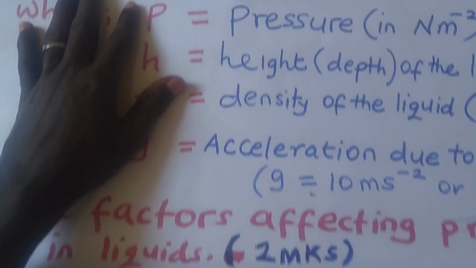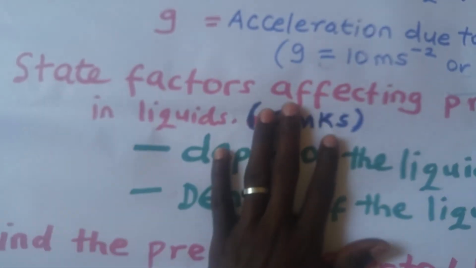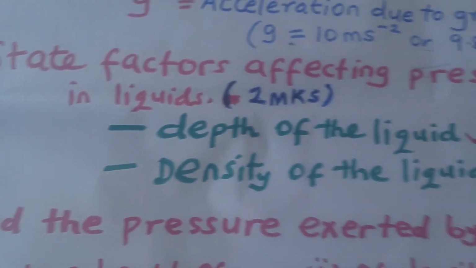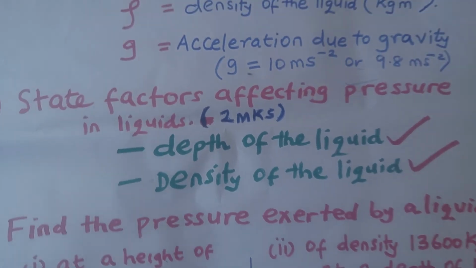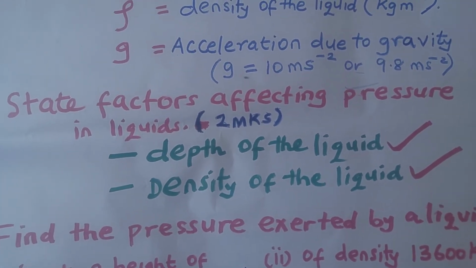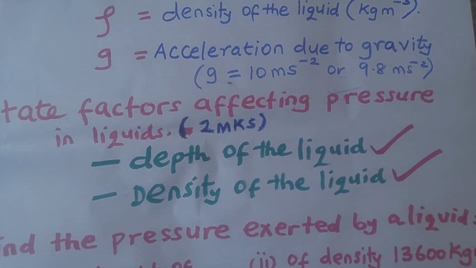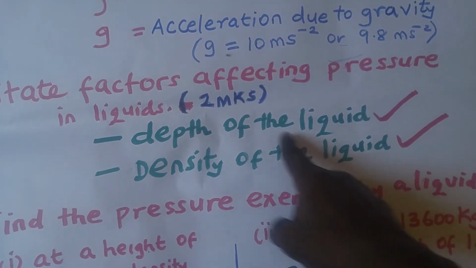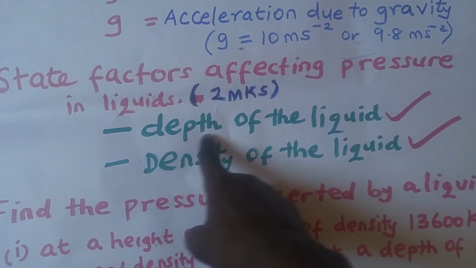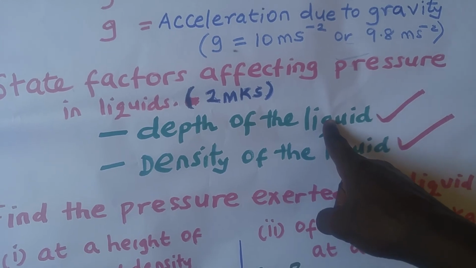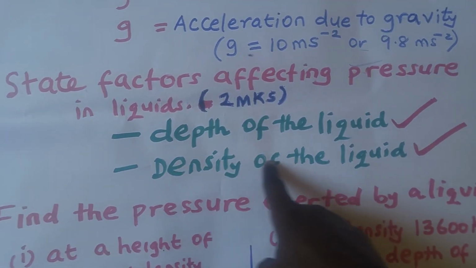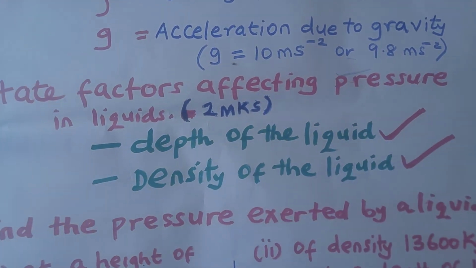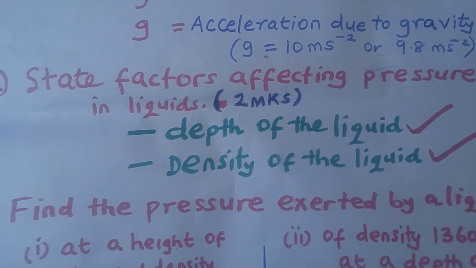So there are two factors which affect pressure in liquids. What are they? The first one is what? The depth of the liquid, you see, and then the density of the liquids. So if there are two marks, one is for the depth, you either say depth or you say height, then the density of the liquid, and you get all your marks.